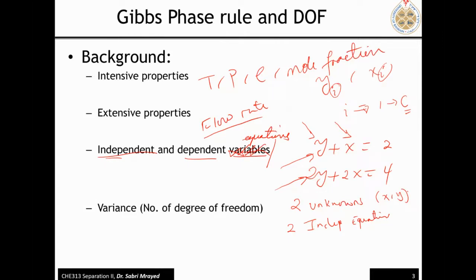But if I give you another equation, I say y minus x is equal to 1, for example, now this equation and these equations are two different equations. They are independent of each other. Equation 1 and equation 2 are not dependent on each other, and therefore we can use them because I need two equations, because I have two unknowns, y and x.